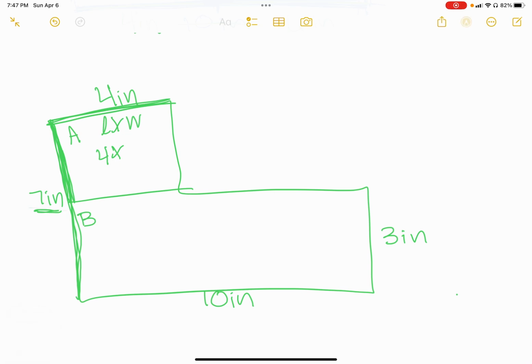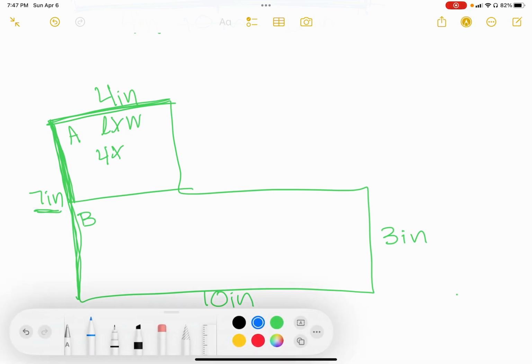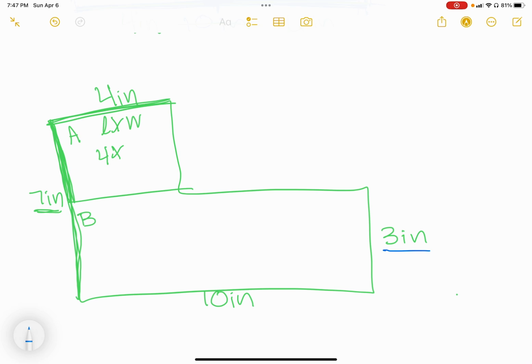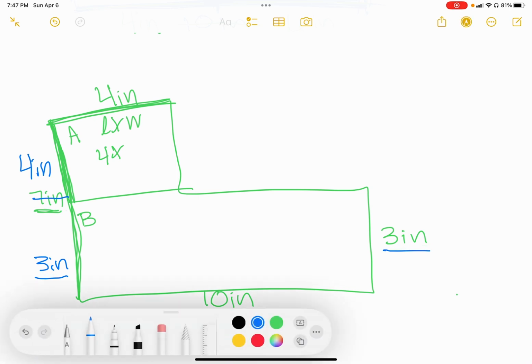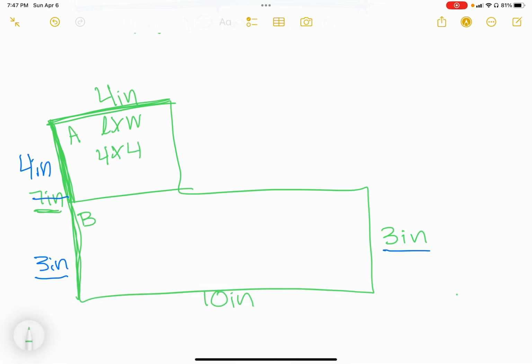So I've got to go back and use what I know about rectangles. If this is 3 inches, then this side also has to be 3 inches. I'm marking this out. The total length is 7 inches. If I know that this piece is 3, this piece has to be 4 because 4 plus 3 gives me that 7 inches that I need right there. So now I have my width for the rectangle A. I'm going to do 4 times 4, which gives me 16. So the area of rectangle A is 16 inches squared.